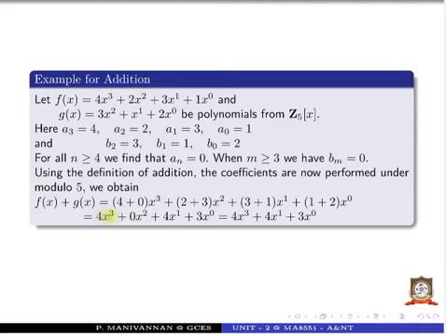Then it is 4x^3. What is here? 2 plus 3 is 5. 5 is not in Z5, so it can be rewritten as 0, under the division algorithm. Then 3 plus 1 is 4, and 4 belongs to Z5. 1 plus 2 is 3, so it belongs to Z5. So we omit the 0 term. So 4x^3 + 4x^1 + 3x^0 is the addition of these two polynomials.